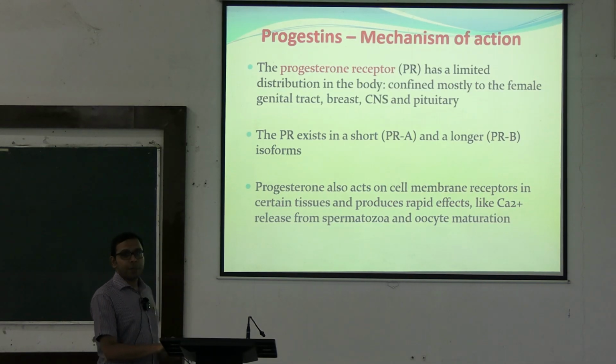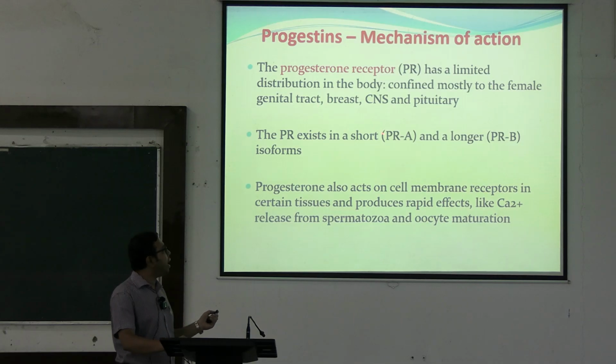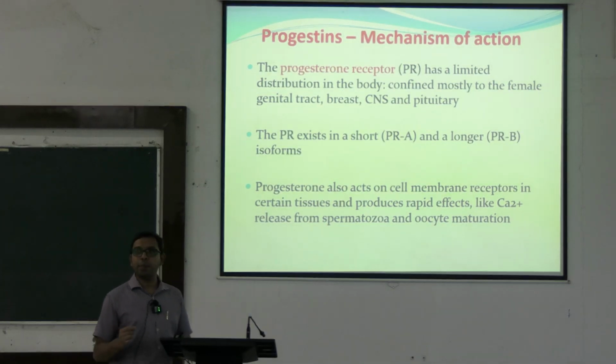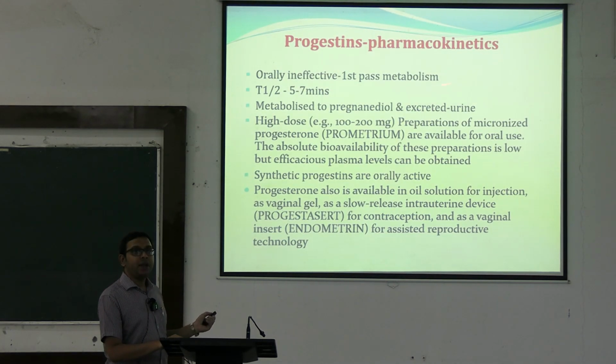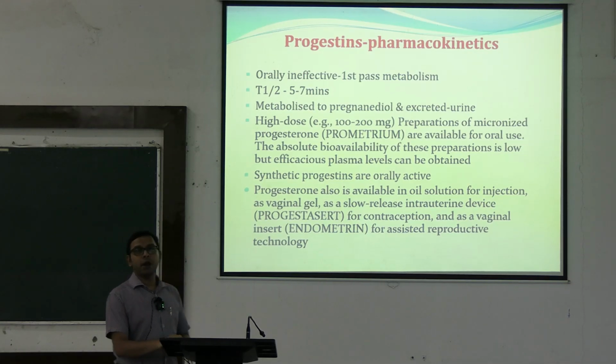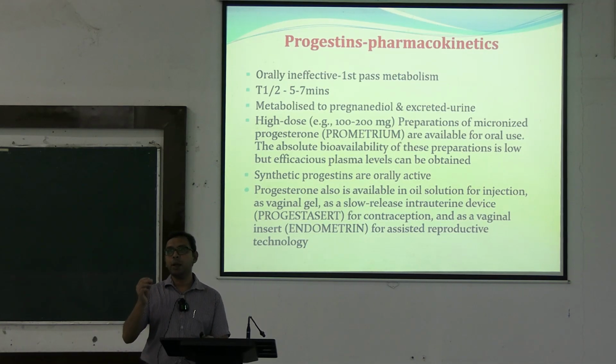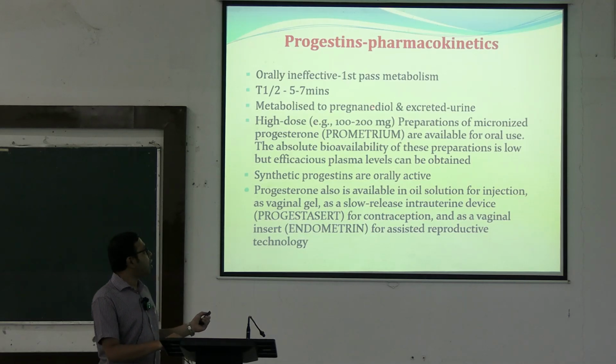There are 2 progesterone receptors, A and B. They are confined mainly to the female genital tract, breast, CNS and pituitary. So it is present abundantly in the central nervous system also. Orally it is ineffective because there is high first pass metabolism. Half-life is 5 to 7 minutes. This is the normal physiological progesterone. It is metabolized to pregnanediol and excreted in urine.